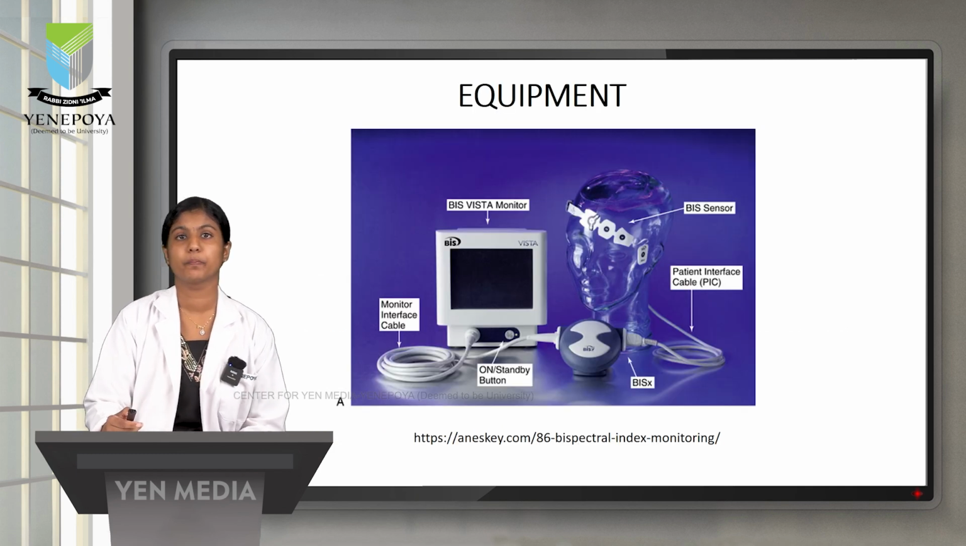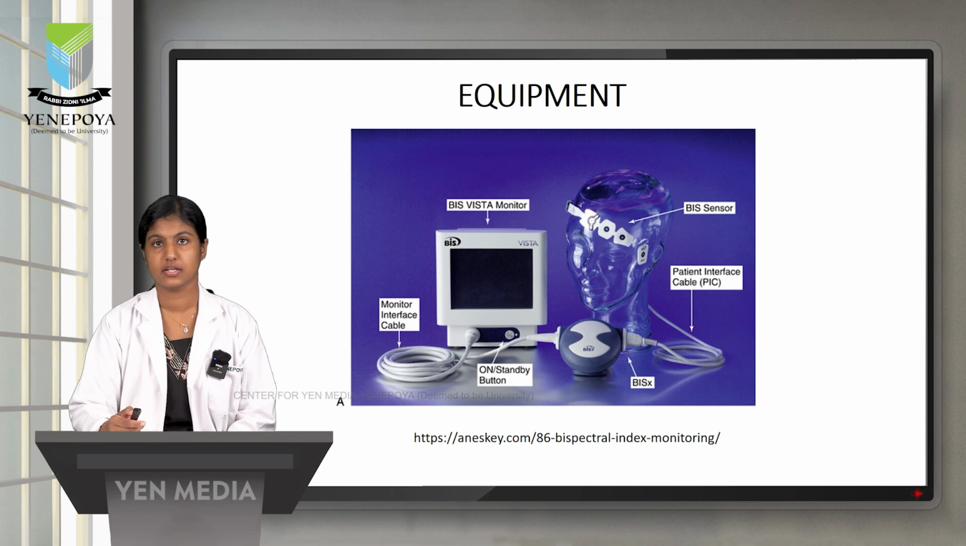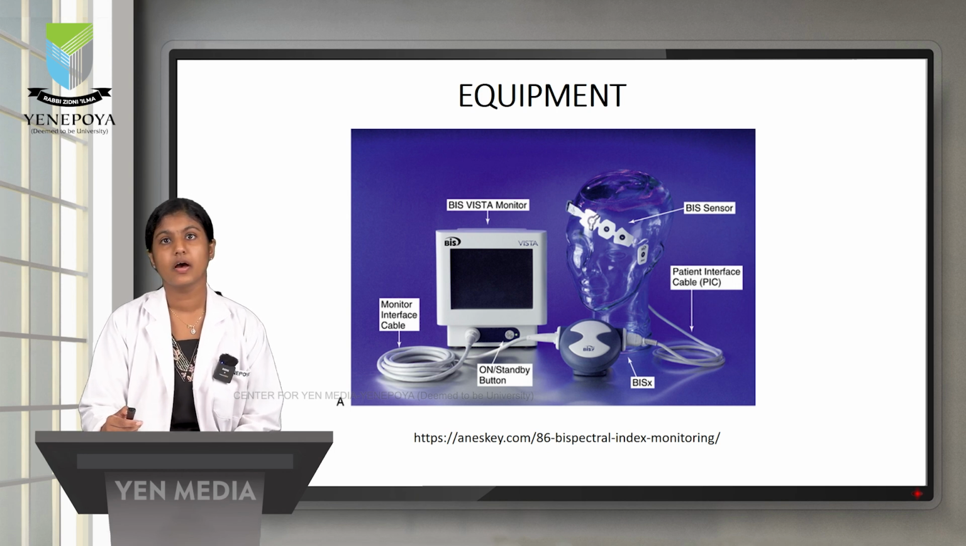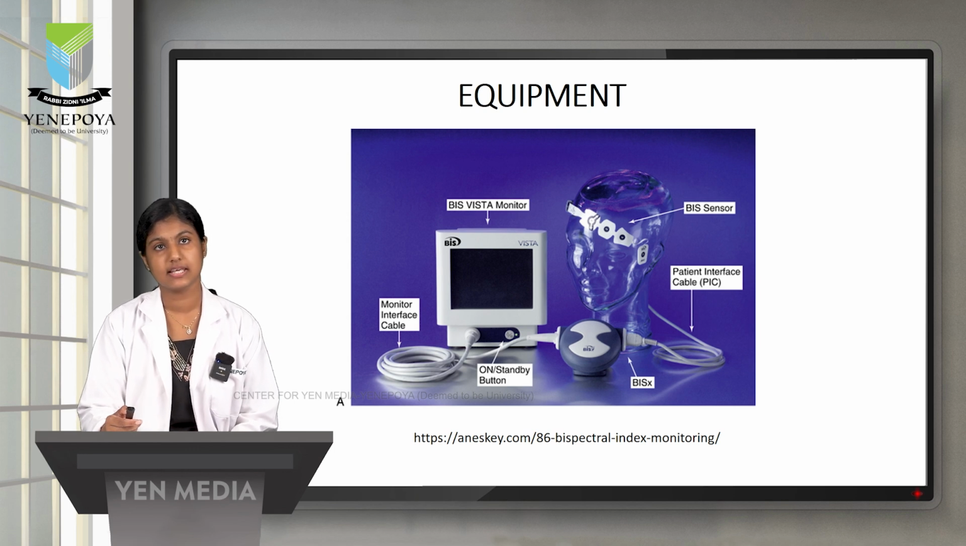So this is the equipment that we use for BIS monitoring. There is the BIS sensor, a patient interface cable, the BIS X device, a standby button, a monitor interface cable, and the BIS Vista monitor.